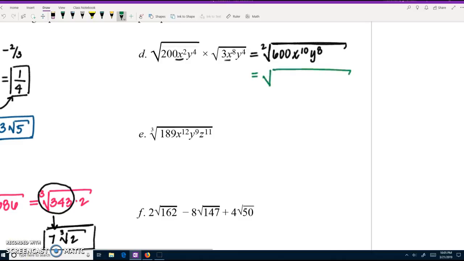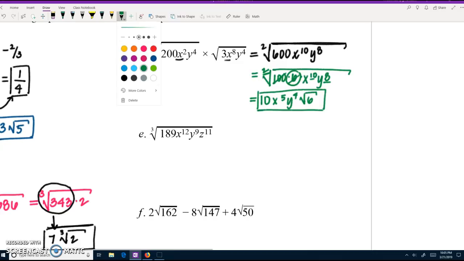So I would recommend breaking apart this 600 into the closest square root value that will divide in there. So in this case, that's going to be 100. So 100 times 6. And then I have x to the 10th and y to the 8th. Now that 100 is a perfect square, so we can bring it out in front as a 10. This 6, though, can't do anything. I'm going to have a square root of 6 in the problem. X to the 10th, I'm going to divide this 10 by this 2, so I'll end up with x to the 5th. And then my y value, y to the 8th over 2, will give me a y to the 4th value. And that's going to be my simplified result here.